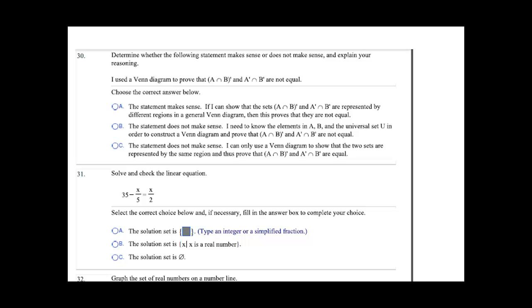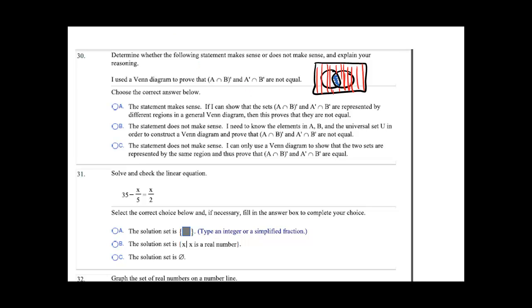For number 30, it wants us to use a Venn diagram to prove that these 2 statements are not equal. The first one is the complement of A intersect B. So if we draw a little small picture, well, A intersect B is this area in between where those 2 circles overlap. So the complement of that will be everything else. So the complement will be everything in red out here.